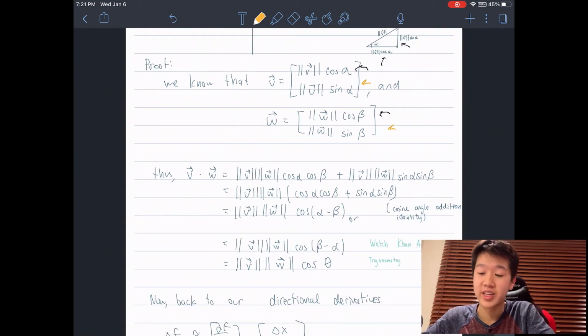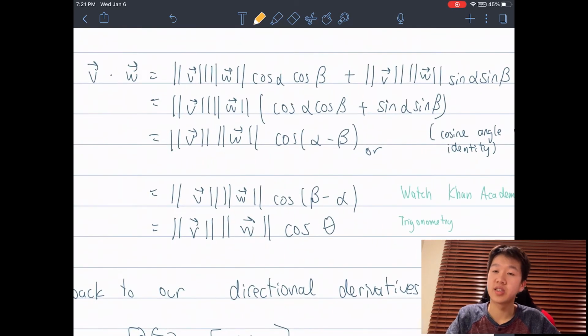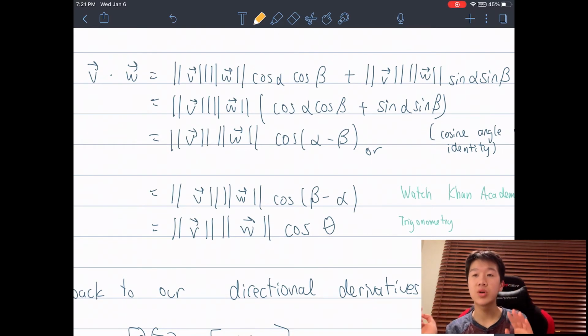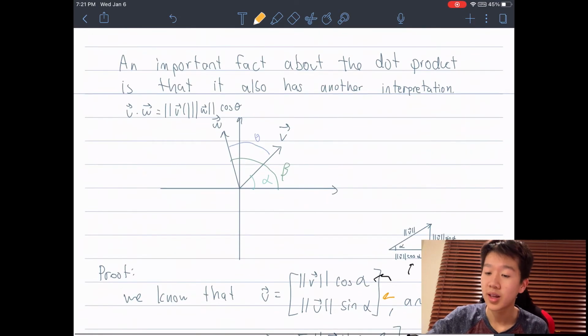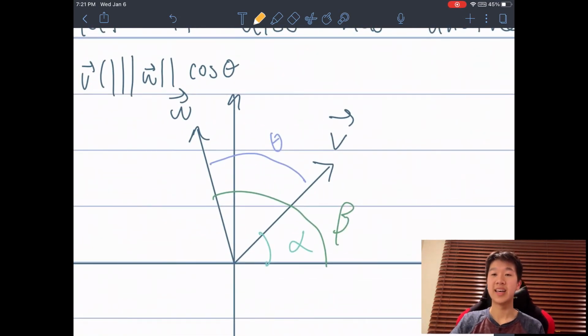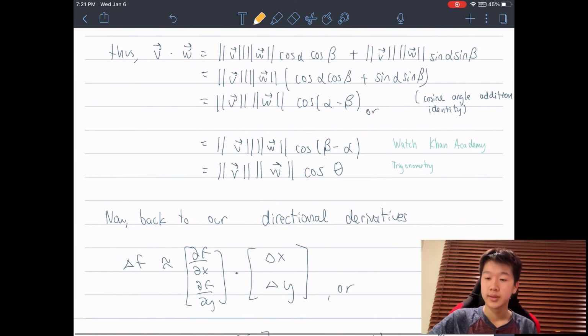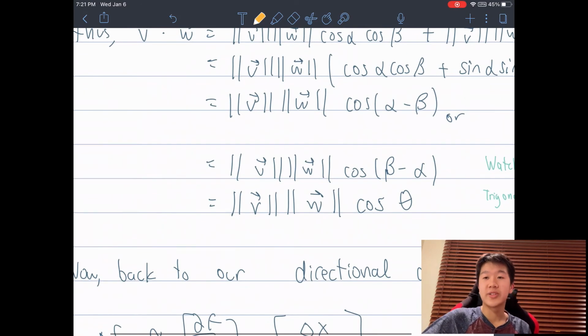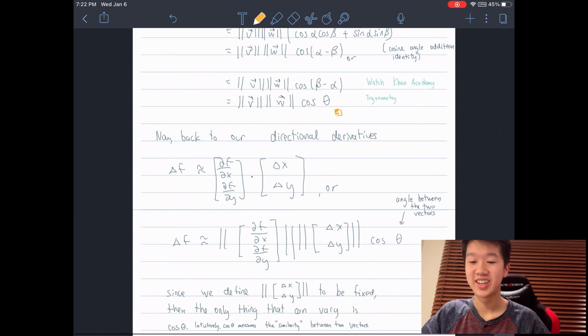And alpha minus beta: since cosine is an even function, I can just flip the sign, so put a minus times alpha minus beta, which gives me beta minus alpha. And we know that beta minus alpha is theta, the angle between the two vectors. And so we have just concluded our proof. So QED, the little rectangle.